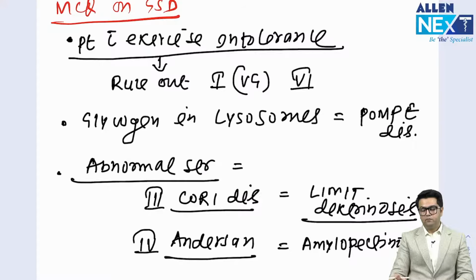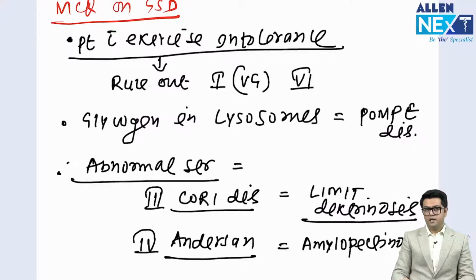So if muscles are involved, it's not type 1 and type 6. If the lysosome has glycogen, clear-cut answer, Pompe's disease. Type 2, acid maltase deficiency, right? And abnormal structure of the glycogen is a separate MCQ also, that is only found in type 3 and type 4, that is Cori's and Anderson's disease, right guys?